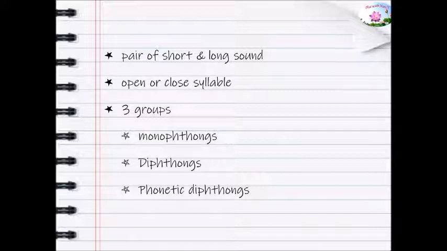Also, the vowel can appear in an open or closed syllable, which determines whether the vowel finishes the sound or there is a final consonant attached to it. We can separate the vowels into 3 main groups: monophthongs, diphthongs, and phonetic diphthongs.